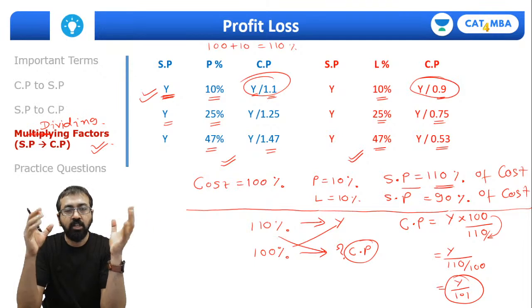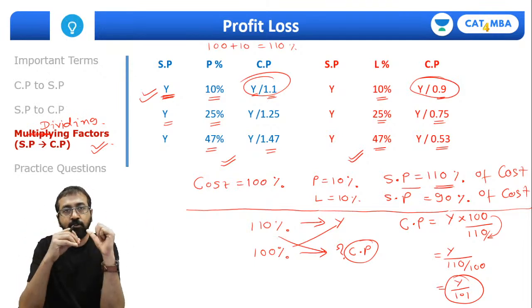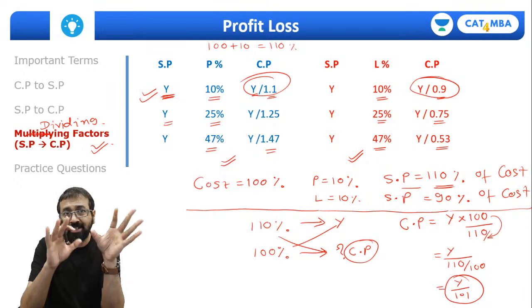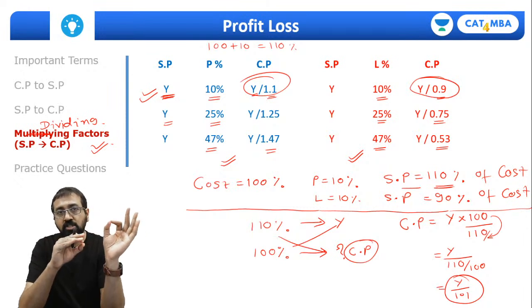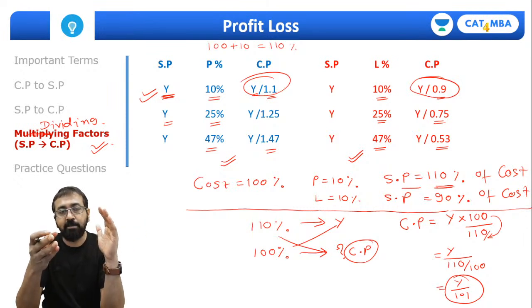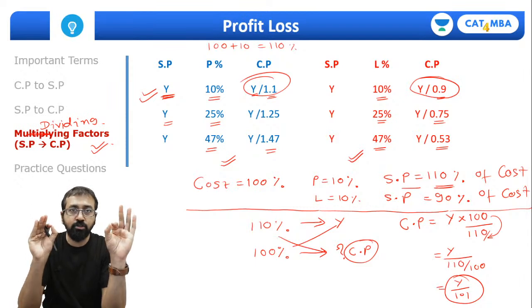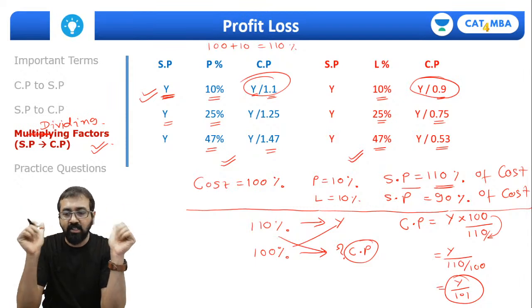Now henceforth, if I give you some selling price and some profit percent, you should be able to quickly tell me what will be my cost. By what factor should I divide the selling price to get the cost price? If you have understood this thing, then show me a thumbs up quickly.